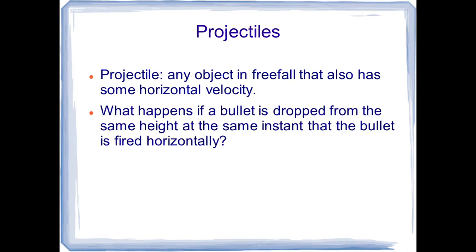But the question comes up, what if you had a bullet and you drop it from the same height, and then you fire an identical bullet horizontally? And what'll happen is we'll see that in class. We'll look at the result there so you can make your prediction, and then we'll figure that out in class.